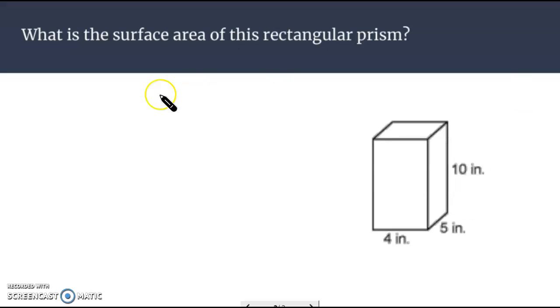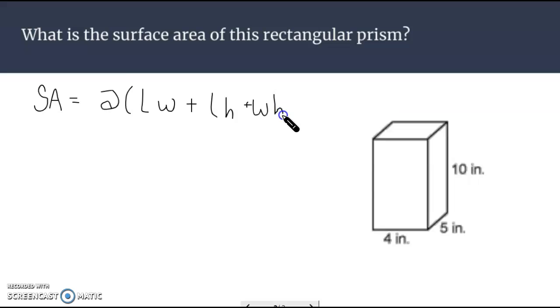The surface area of a rectangular prism. Now, a rectangular prism has 3 pairs of rectangles that are all the same. That's why we have this formula: 2 times length times width plus length times height plus width times height.